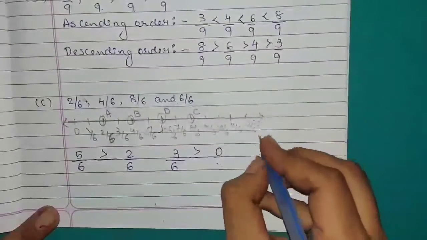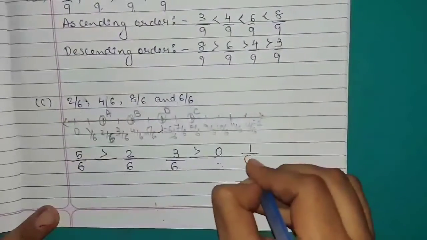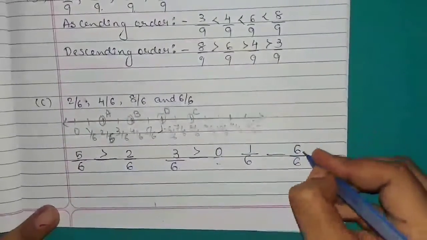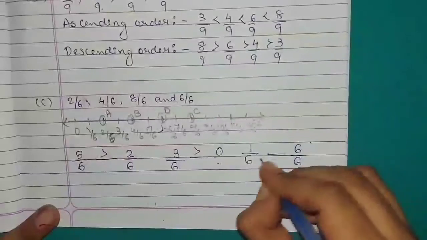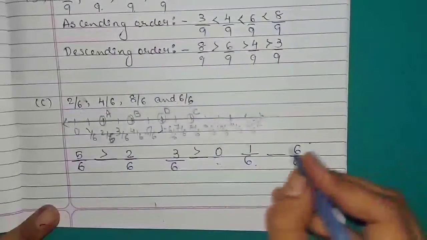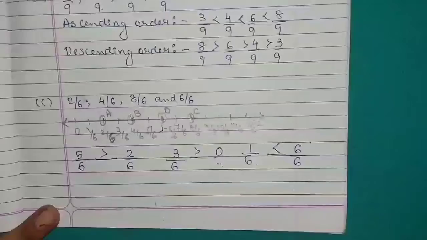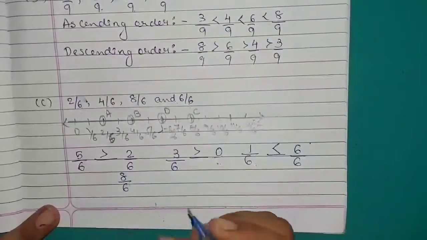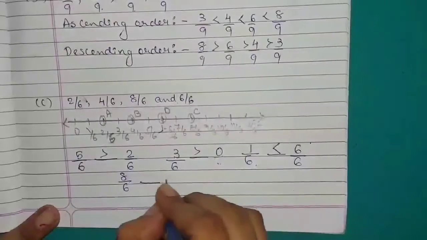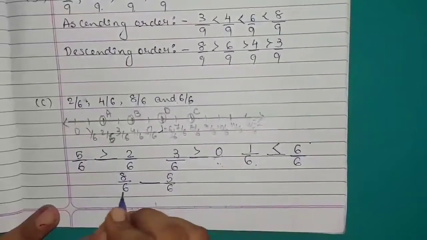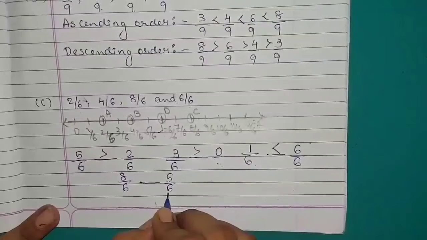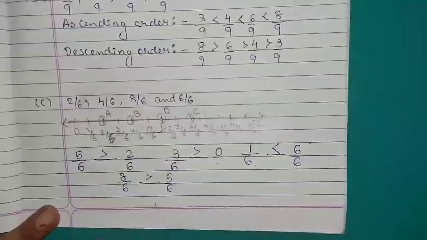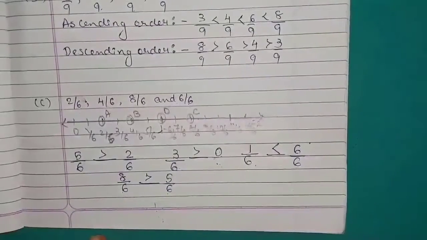Then after, here 1 upon 6 dash 6 upon 6. Now 6 upon 6 is 1 and 1 upon 6 is in fraction, so it is less than. Then after 8 upon 6 dash 5 upon 6. Denominators are same. So your numerator 8 is greater than 5. Hence 8 upon 6 is greater than 5 upon 6.